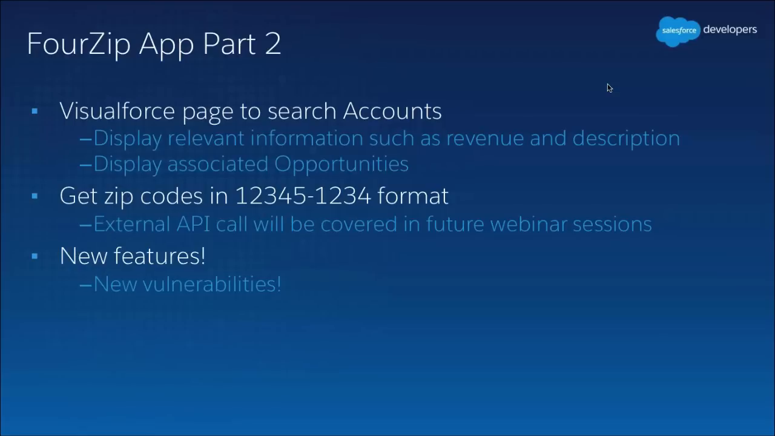We also have a functionality where the zip and the address is taken and we get the FourZip of that particular zip code. Right now, it's just a placeholder, a dummy function, but in future webinars, we are going to make an API call and fetch the FourZip. We are adding some new features to this app, which also introduces new vulnerabilities. So these features will demonstrate how a normal Salesforce developer might code and what best practice needs to be followed in order to fix the vulnerabilities. Now, let's take a look at the new features.